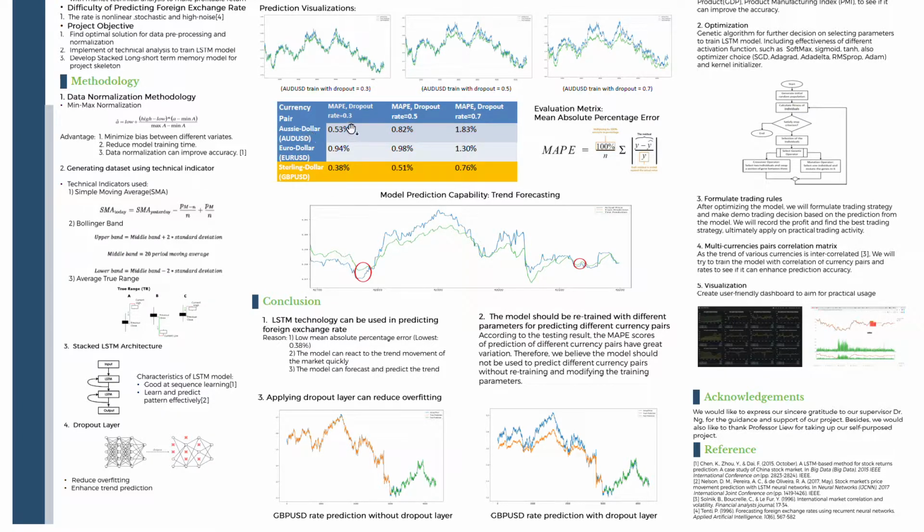As you can see, the prediction performance on various currency pairs is not the same and has huge fluctuation, and this result implies that we have to change our training parameters as well as the combination of technical indicators used in the training dataset. And the third point is that applying the dropout layers can reduce overfitting.